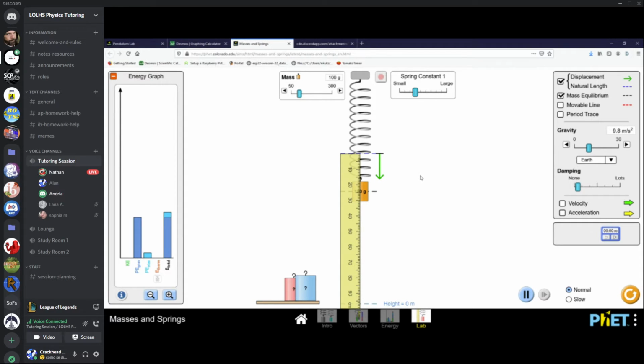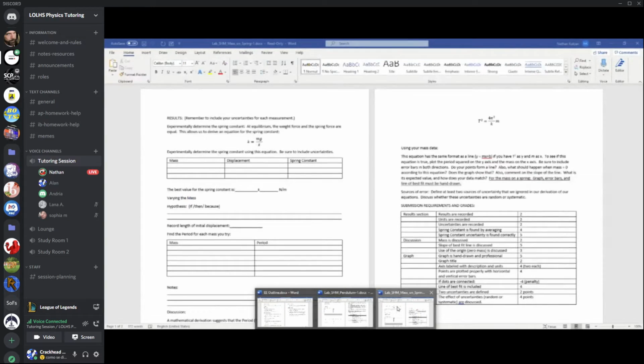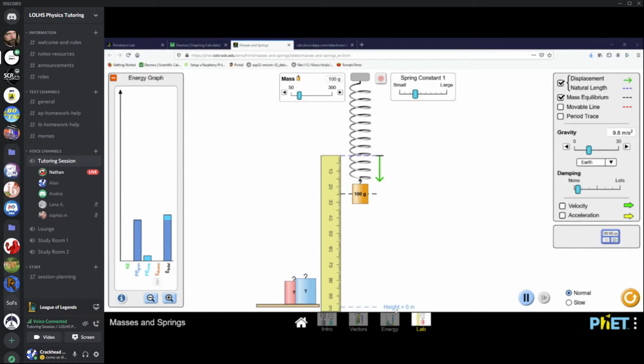So you grab the ruler, put the thingy on the thingy. Wait, so displacement, natural, mass equilibrium. So you're gonna do 3 different trials of 3 different masses. You put the mass with the displacement. Obviously, you know G is 9.8. And you just calculate, and you should get the same number.